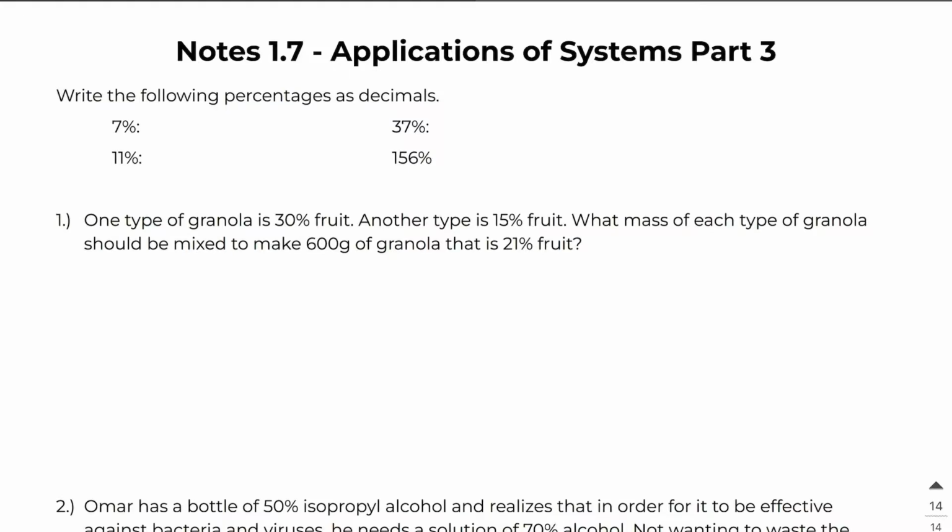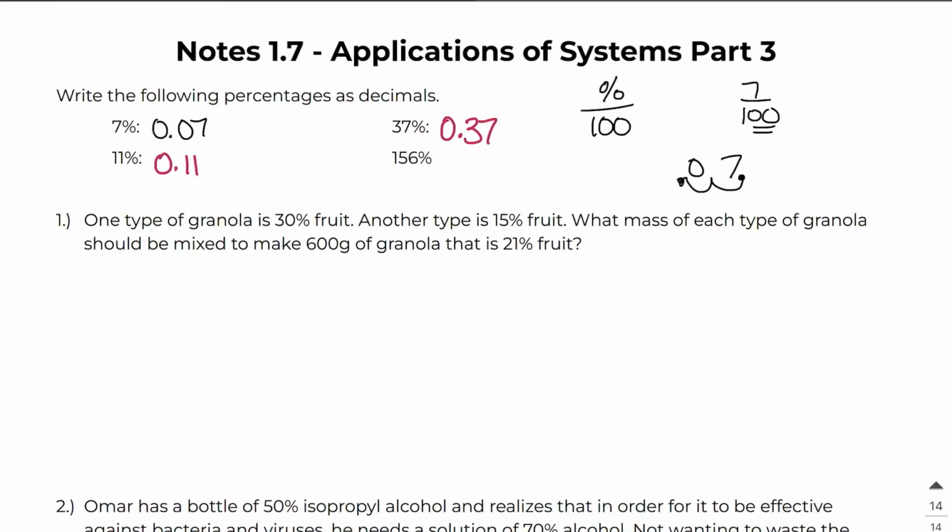For starters, I'd like you to write yourself a note that percent is always out of 100. For example, right here, we've got 7%. To figure out what 7% is as a decimal, we would do 7 out of 100. When I divide 7 by 100, I get 0.07, because there are 2 zeros in 100, so I move the decimal over 2 times. 11 out of 100 is 0.11. 37% is 37 out of 100, so you get 0.37. And 156% is 156 out of 100, which is more than a whole. It would be 1.56 as a decimal.